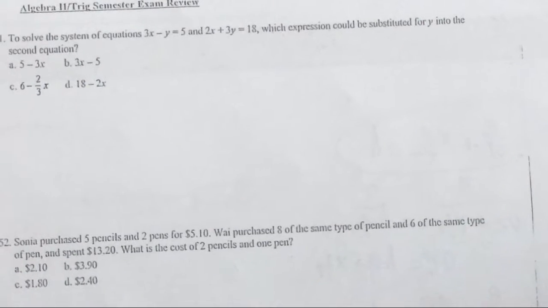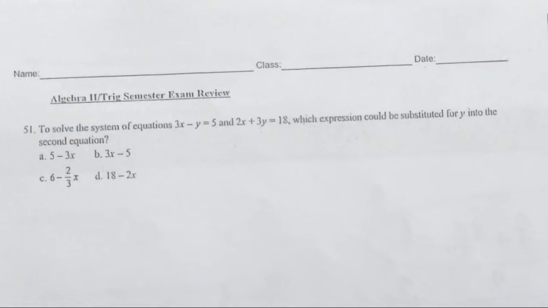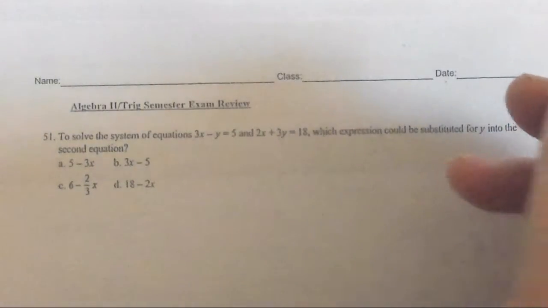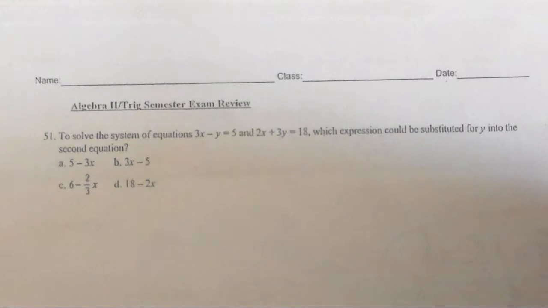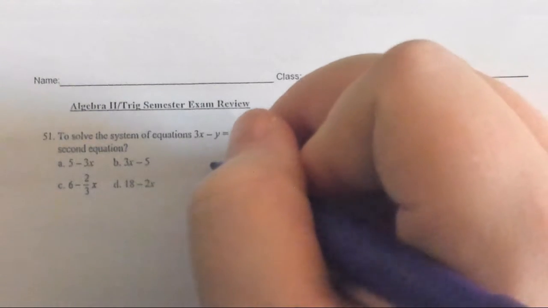Let's go on to 51. I swear once we finish this page, we're going to call it. We're not going to do the 2 pages today, just one. 51 says, to solve the system of equations, 3x minus y equals 5 and 2x plus 3y equals 18, which expression could be substituted for y into the second equation?